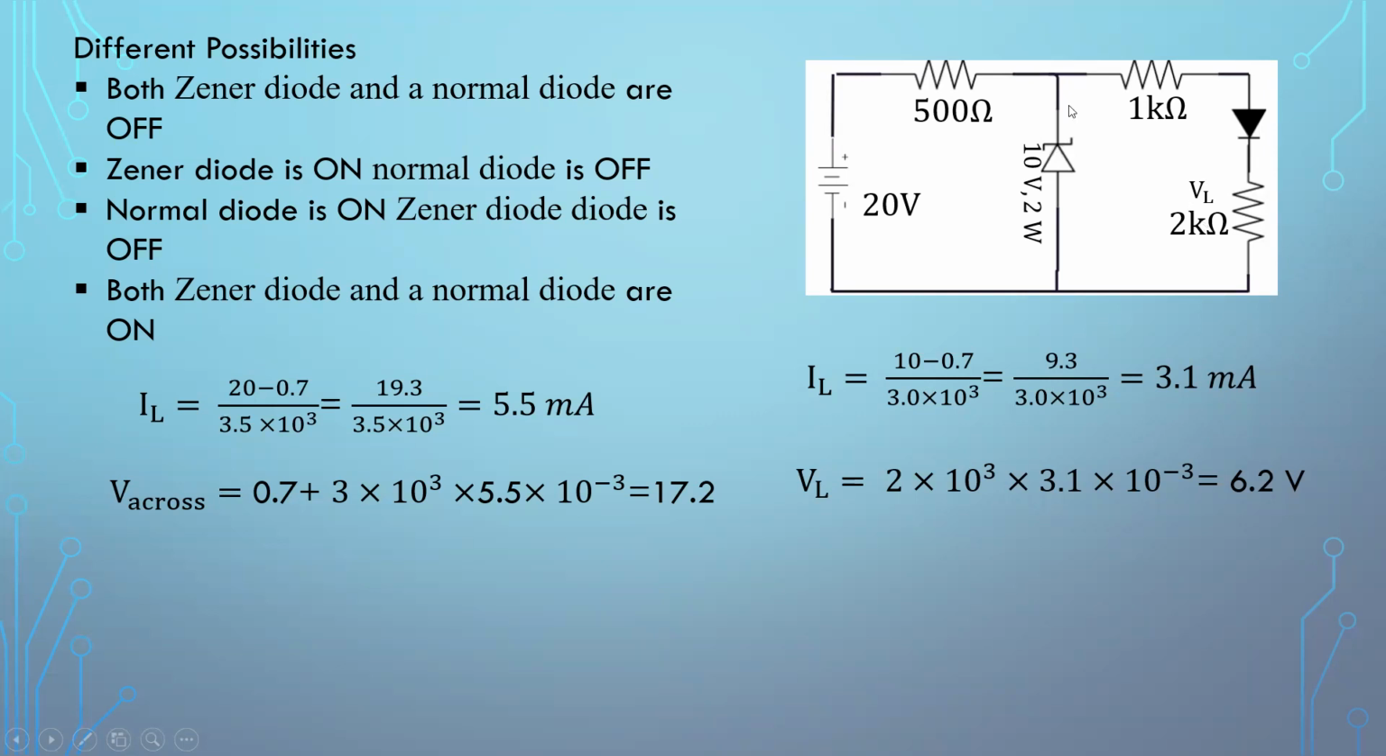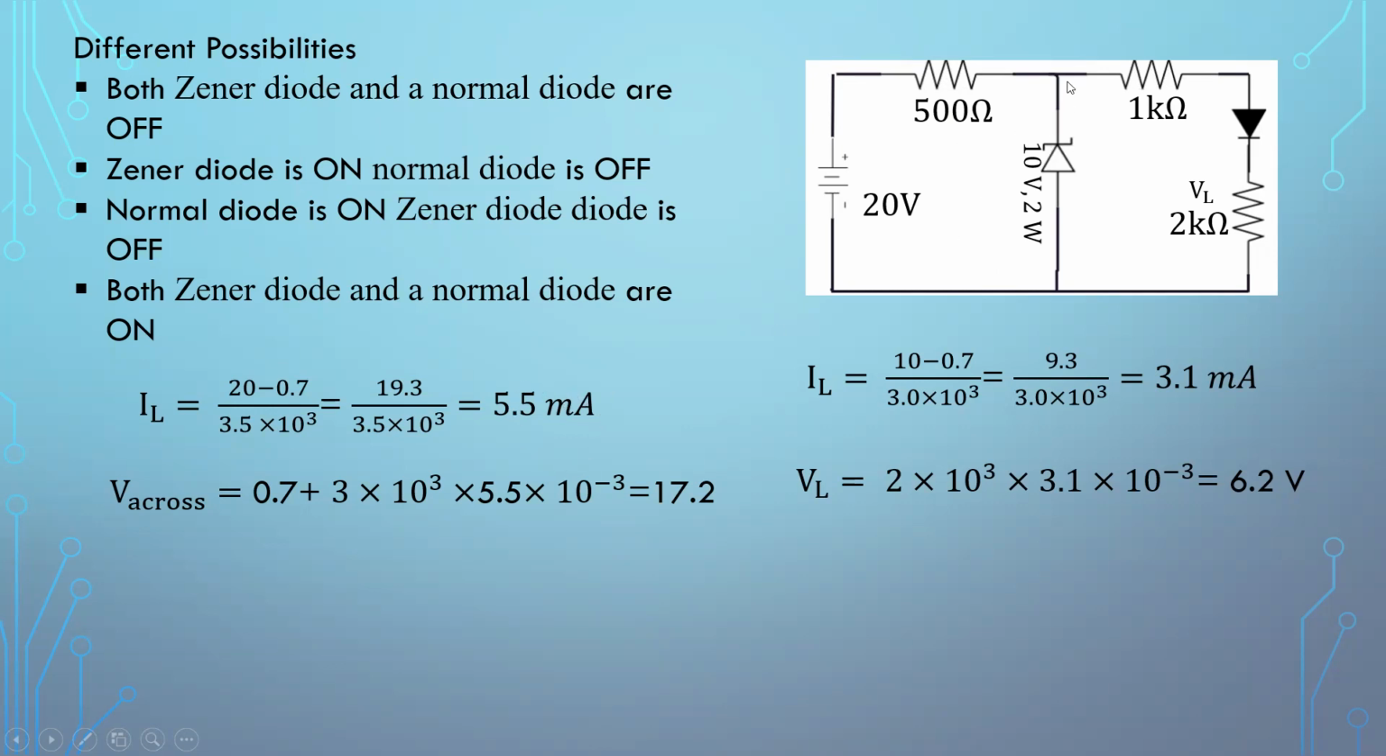Now, the next possibility is that I say normal diode is on and Zener is off. Let us say only the normal diode is conducting, and I'll find how much load current is flowing in the circuit. If only this diode is conducting, then the Zener is off, so there will be no current flowing through it. All the current will flow across these three resistances. So the load current will be 20 minus 0.7 divided by the total resistance 3.5 kilo ohm. This will give me 5.5 milliampere.